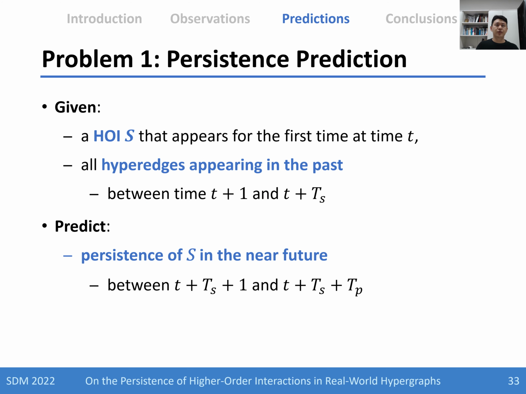We consider 2 prediction problems and formulated them as regression problems. The first problem is persistence prediction. Given a HOI S that appears for the first time at time t and all hyperedges appearing in the past, we predict persistence of S in the near future.